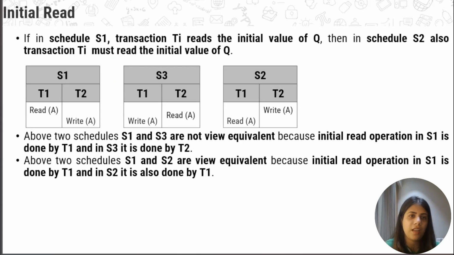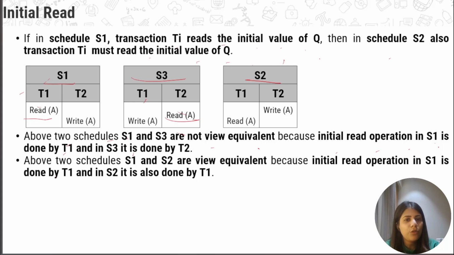Let's understand this by an example. If in a schedule S1, transaction Ti reads the initial value of Q, then in schedule S2 also transaction Ti must read the initial value of Q only. Now here there are three schedules, S1, S3 and S2. Comparing the above two schedules S1 and S3, they are not view equivalent. Why? Because the initial read operation in S1, which is read A, is done by T1, and in S3 it is done by T2. So are they view equivalent?